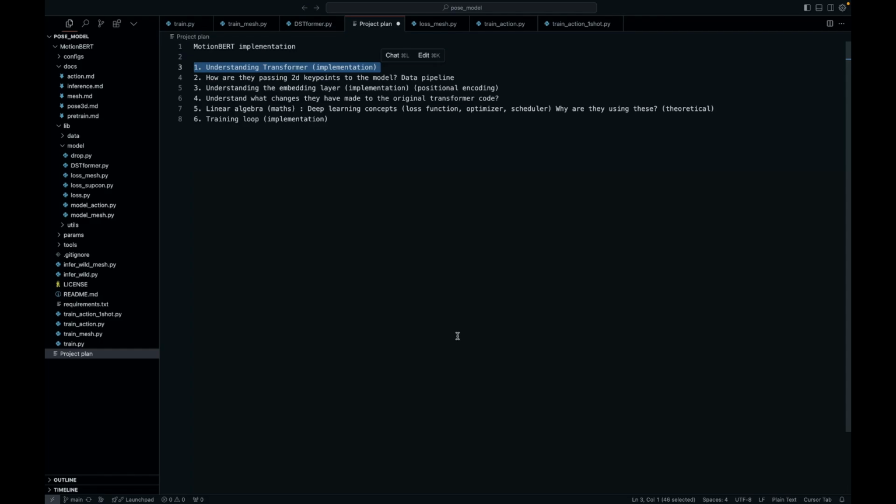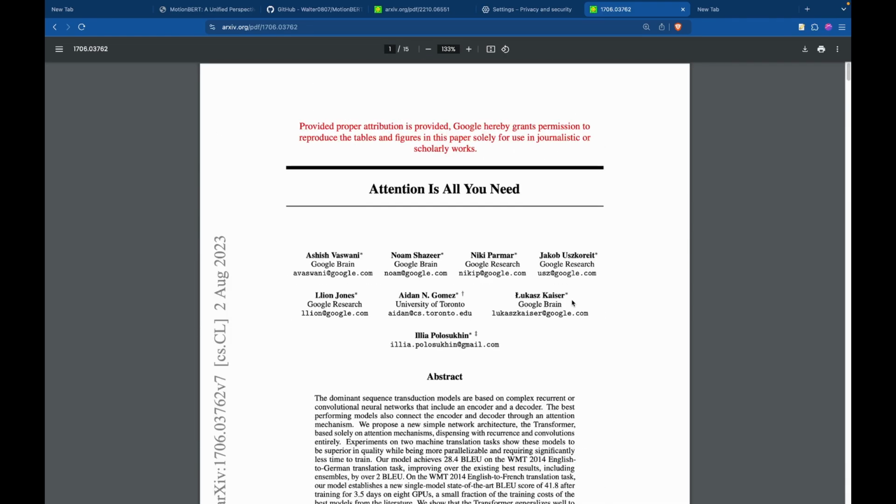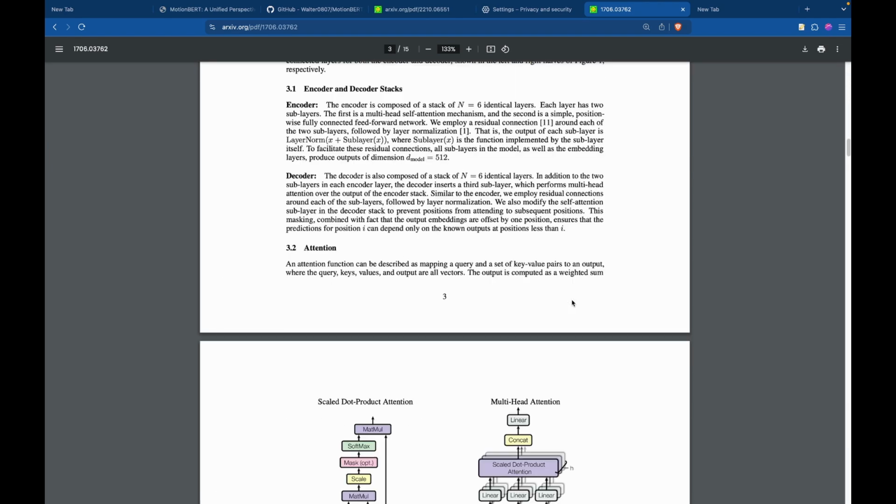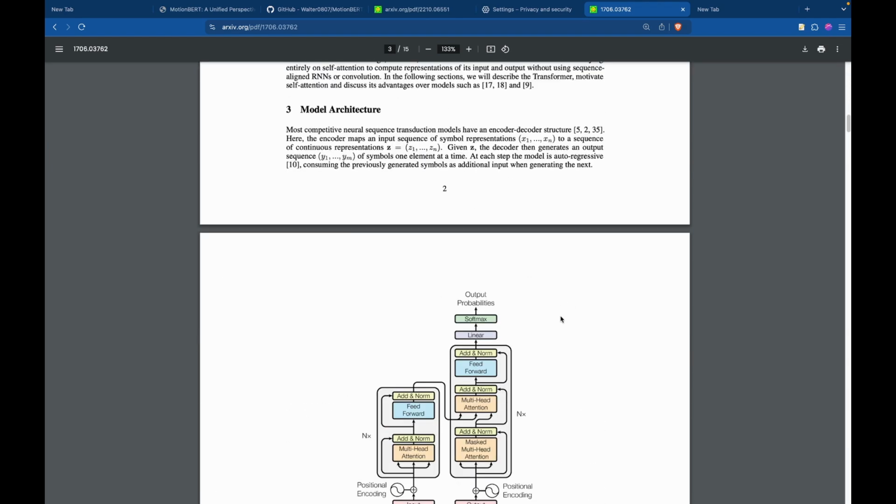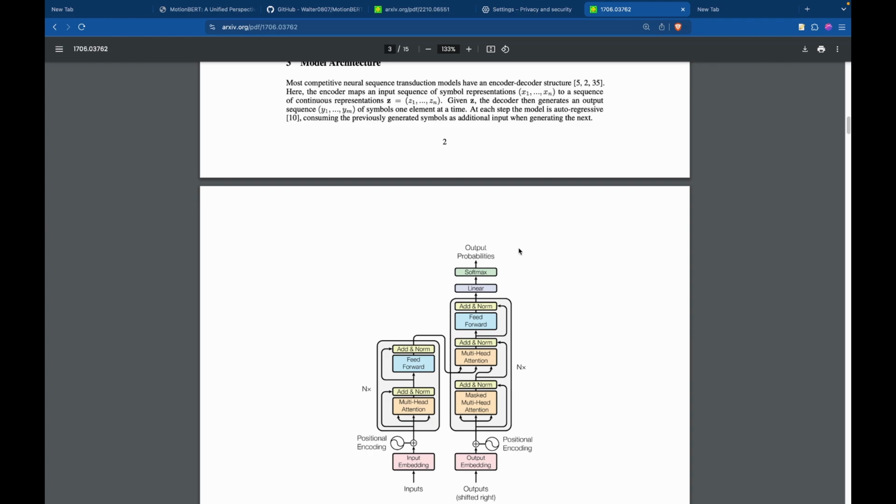For this section, what I want to do is to explain the transformer architecture to you guys. This will be like an intuitive understanding only and just an overview. So this is the transformer paper that I'm looking at, and there is too much. Again, like I said, there is too much to the transformer architecture, but specifically we are considering the motion BERT.